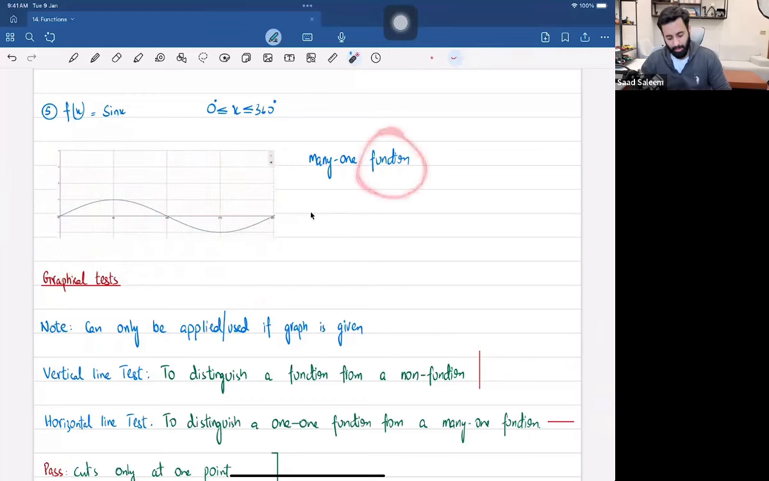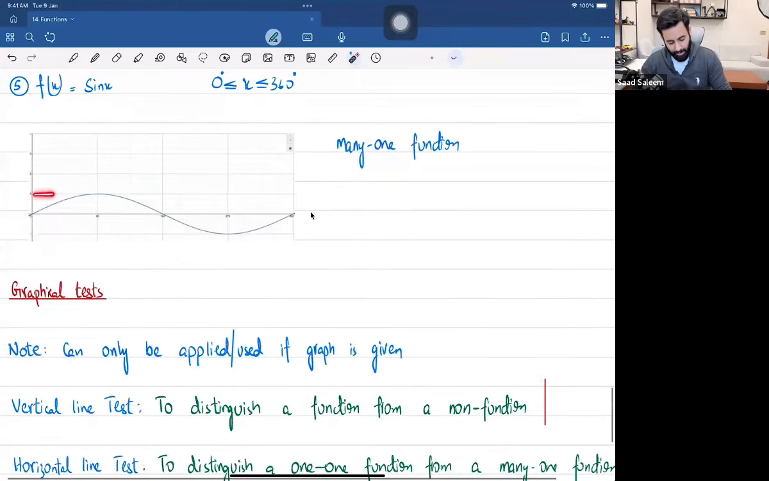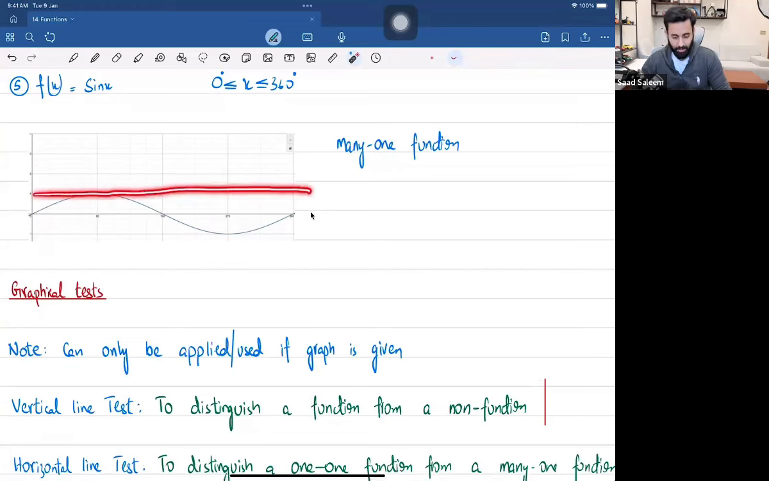We saw that. Now let's see what type of function this is. Well, if I draw a vertical line here, we can see that it's cutting it twice, which means it's a many-to-one function. Now here also you might argue that, well, if I draw a line which is just tangent to the curve, then it will cut it once.